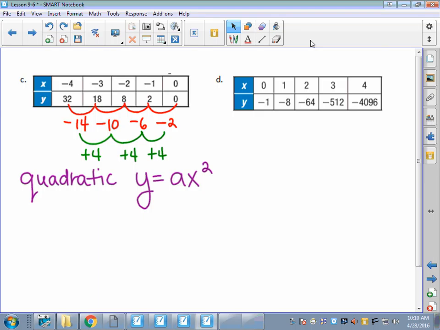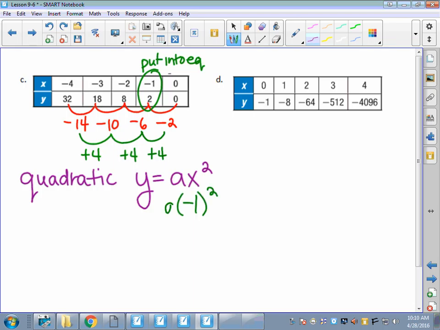Let's pick this one and put it into the equation. For the x, I'm going to put in a -1. For the y, I'm going to put in a 2. If I put in an x and a y, that means I've only got an a left. I could figure out what a is equal to.